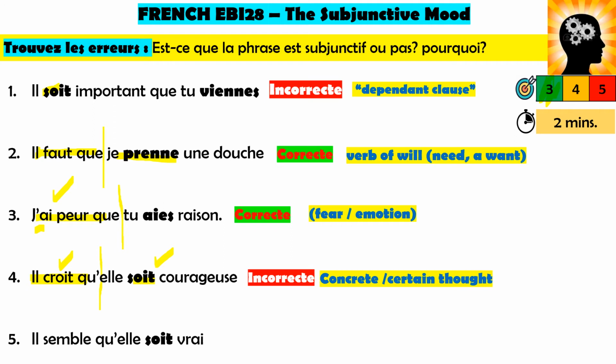Alors, et finalement, I'm sure you got number 4 wrong, and lucky if you did. Numéro 5, il semble qu'elle soit vraie. Okay, so after the que, we've got it, and before the que, this is a normal verb, so that's fine. So it's all down to the emotion. Il semble que. It seems that she is right. That sounds like a doubt to me, because it seems that she's right. It could still be wrong. C'est correct. This is correctly in the subjunctive.